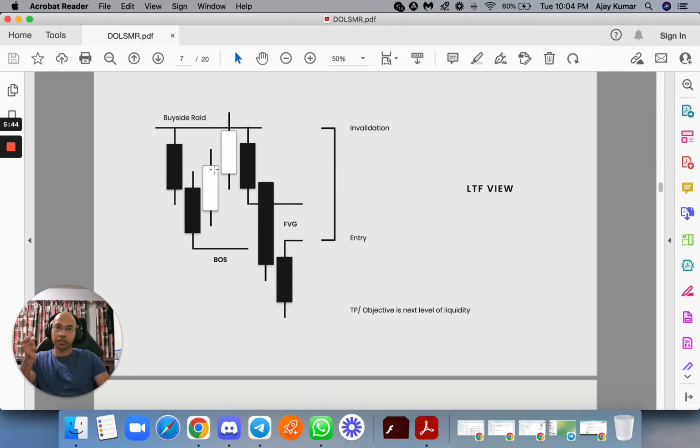So yeah, this is the candlestick chart for this low time frame view. Price comes up, takes the liquidity above. There's an immediate break of structure. We call it displacement. There's a sudden price movement, and it leaves a fair value gap. Price comes back into the fair value gap, and that's where we enter, and then boom, it will go down.